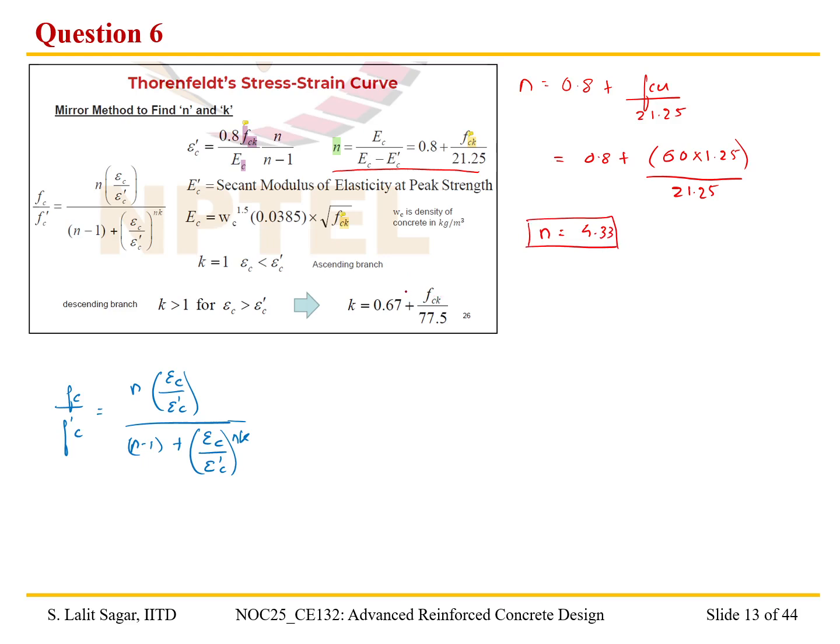Moving on, we need to determine the value of K, right? So we have K is equal to 0.67 plus FCK by 77.5. Here the value of FCK is correct. From the cube strength, we need to determine the value of FCK. As I was already telling you, we have the relation between, let me take another color for better clarity.